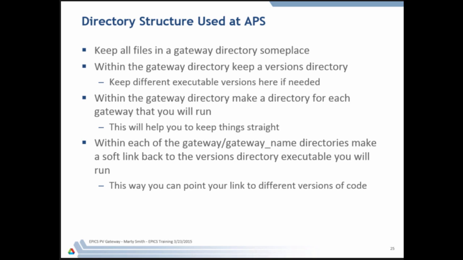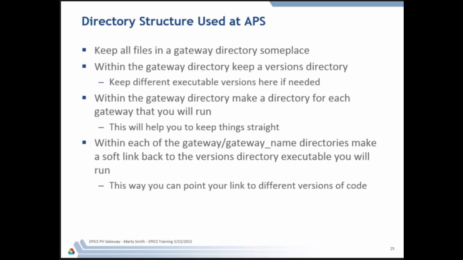So within that gateway directory, I also make a directory for each gateway that I'm going to run. For example, if I'm running a PV gateway for Sector 1, I'll probably call that directory PV Gate SO1. And I might have one for Sector 2 that's SO2. That way I can keep all my files separate. I can keep track more easily of which gateway is running under which directory.